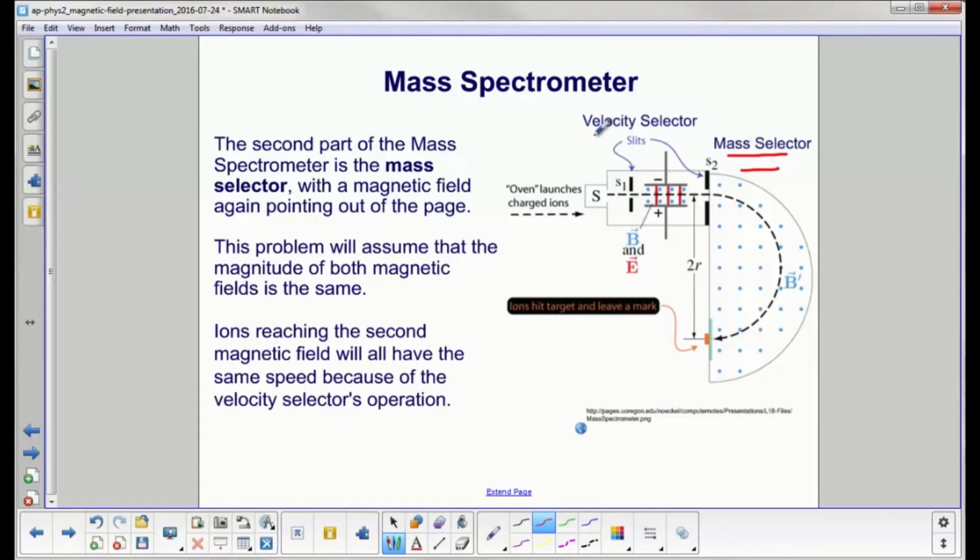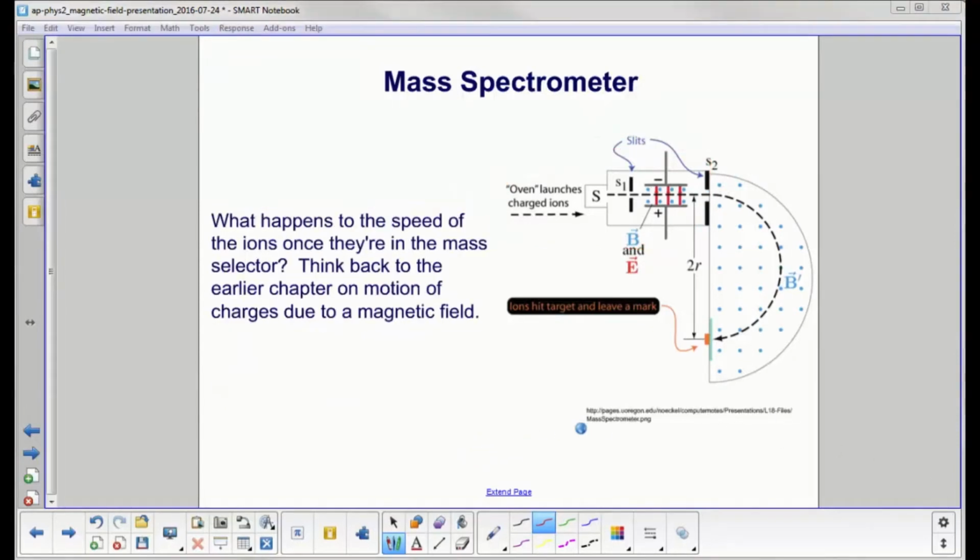So first, let's show where the velocity selector wound up. This is the piece we just talked about. That's over here. And you here have the charged ions being shot in. Here's your electric field. Here's your magnetic field. Now, for the purposes of this problem, we'll assume that the magnitude of both magnetic fields is the same. Ions reaching the second magnetic field, that's this area here, will all have the exact same speed because of the velocity selector's operation. What happens to the speed of the ions that left the velocity selector with a certain speed once they're in the mass selector?